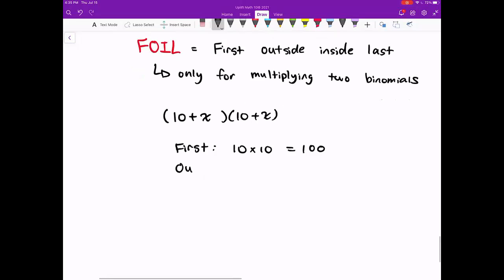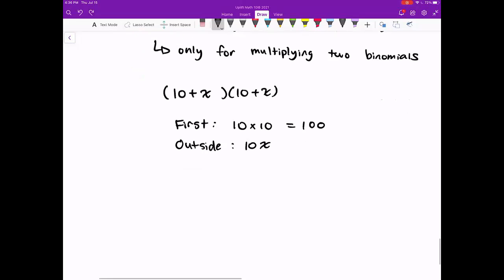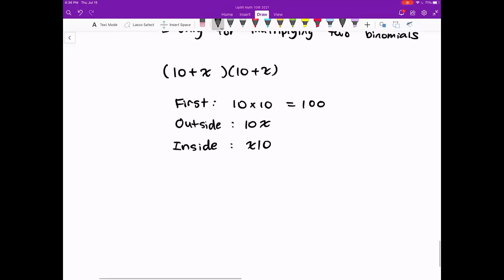Then we're going to do outside, so it's the most left and most right term of the binomial. In this case, it will be 10 because it's on the outside, and x would be on the outside for the other term. That gives us 10x. Then we do inside, which is again 10 and x. So we multiply 10 and x together, and then we get x10. Then we do the last terms, which are both x's, and we can express it as x squared.